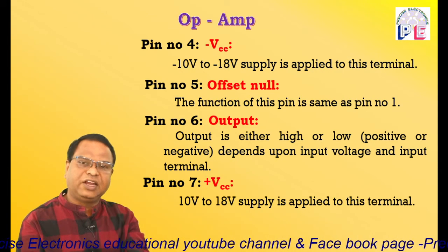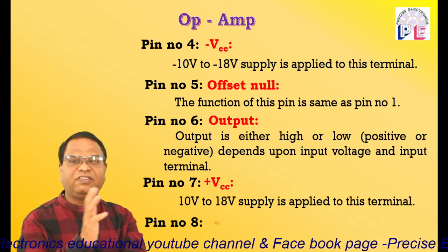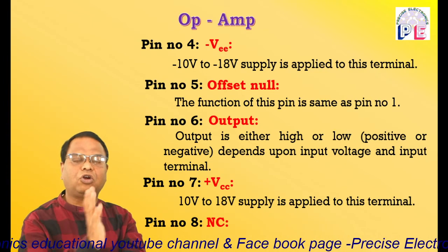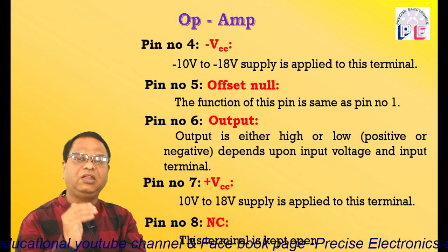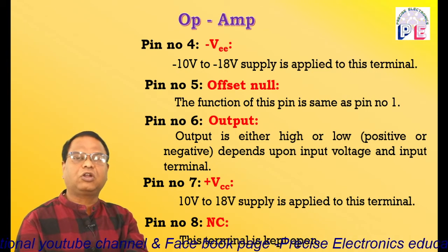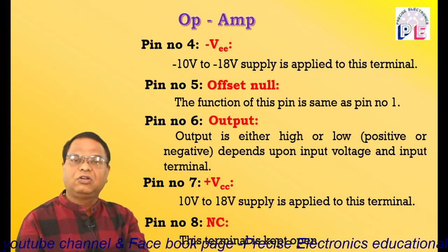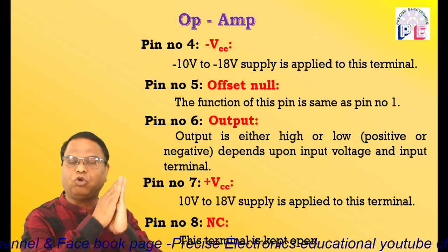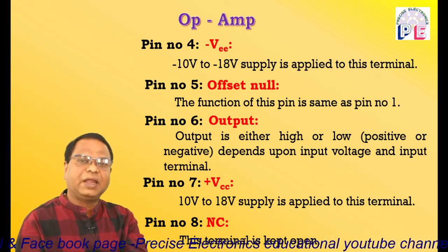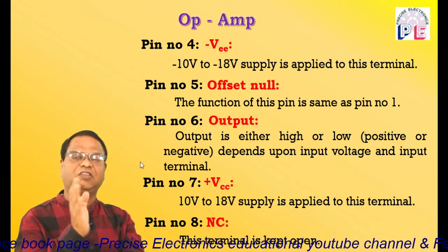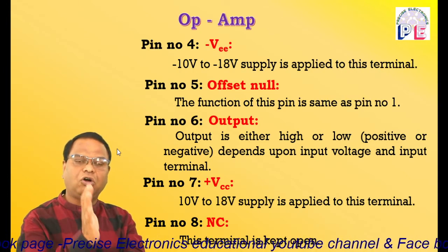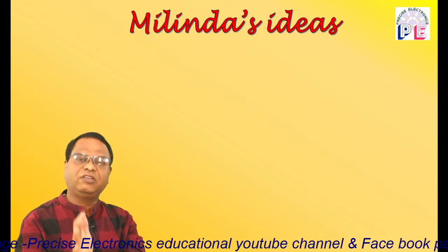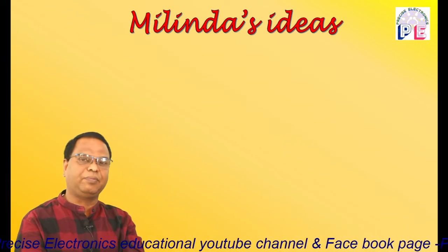And the last pin, that is pin number 8, that is NC. NC means not connected. So this pin is kept open. It is not connected to any component, any signal. So that is the pin diagram and pin configuration of IC741, which is operational amplifier, which is basically a high gain DC amplifier.